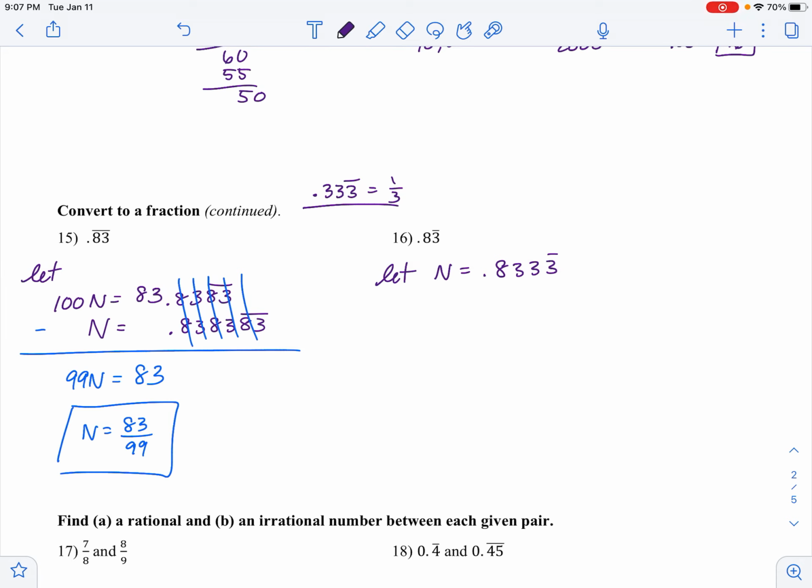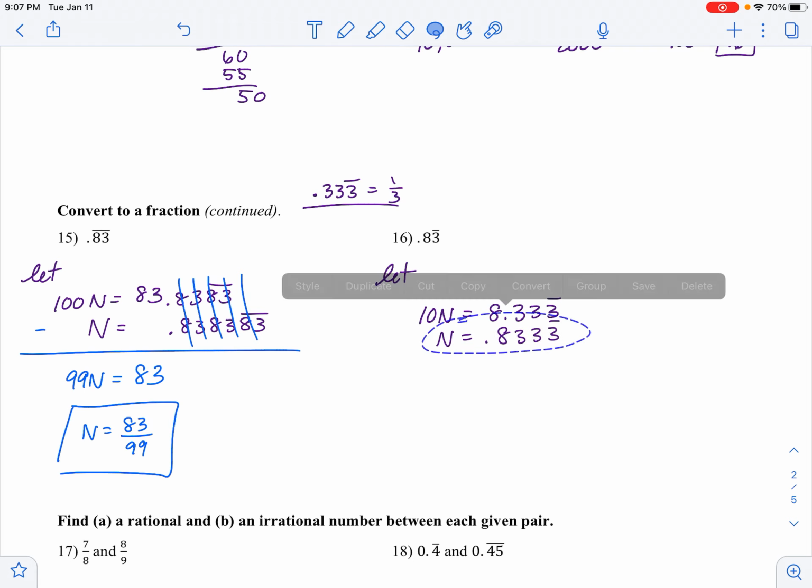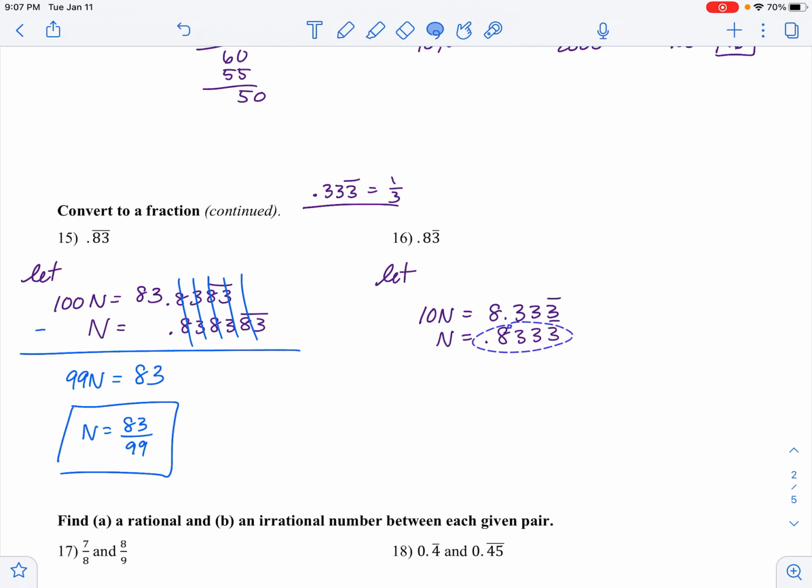But I only have one number repeating, so I'm going to multiply the left by 10 and the right by 10. And then I'm going to line up underneath my n equals statement, and I'm going to subtract. Remember, to subtract your decimals, you need to line up your decimal places. Okay, let's see. The 3's are going to cancel.